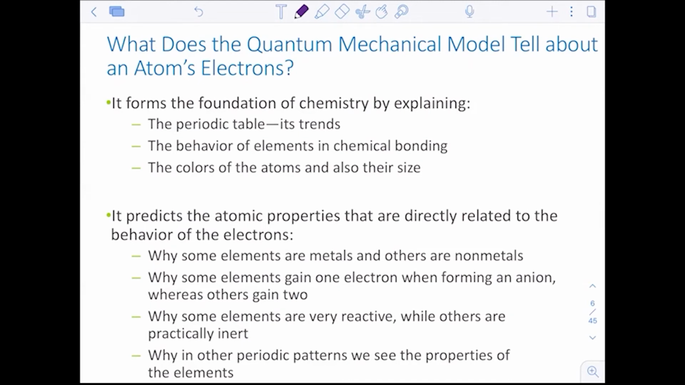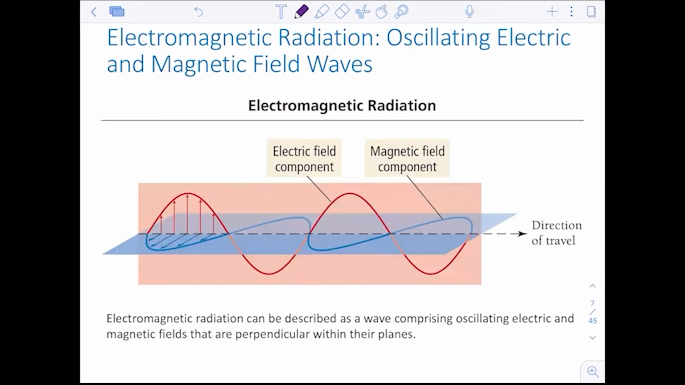And then some other periodic patterns. We will dive into a lot of these in chapter 3, next unit. All right, so just to wrap up our idea of a wave, this is what we're going to really dive into in chapter 2, the nature of light. We are going to focus our attention on the electromagnetic spectrum.